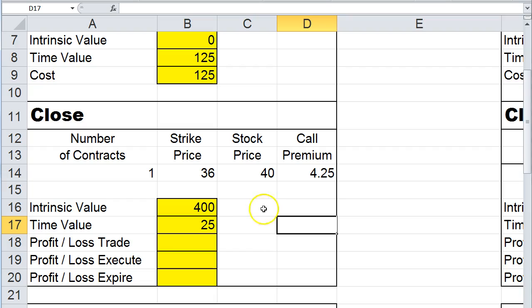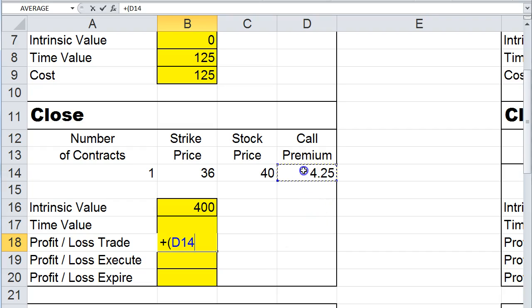Okay. So now, profit or loss in the trade, if I was to trade the contract, I want to calculate the profit or loss. So if I trade a contract, that means I'm going to be selling it at the call premium. So I'm going to sell it at the call premium times 100 shares. And I have to subtract the cost of the contract that we calculated up here. And this becomes my trading value on the contract.